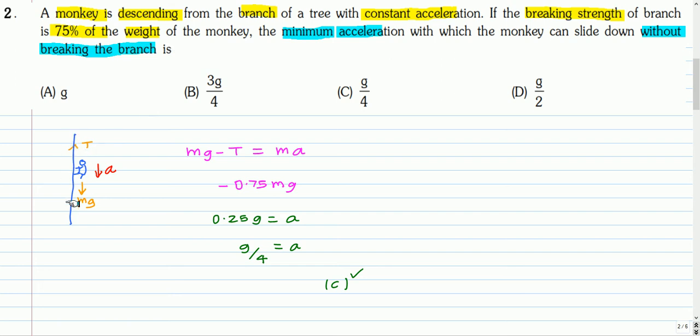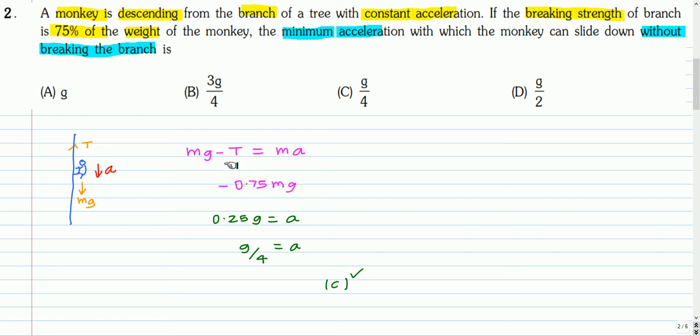So this is the branch of the tree in which the monkey is descending down with an acceleration a. The weight of the monkey is mg, and there will be an upward tension in the branch. So writing the equation, we get mg minus T equal to m into a. So for the tension to be maximum, the acceleration will be minimum.